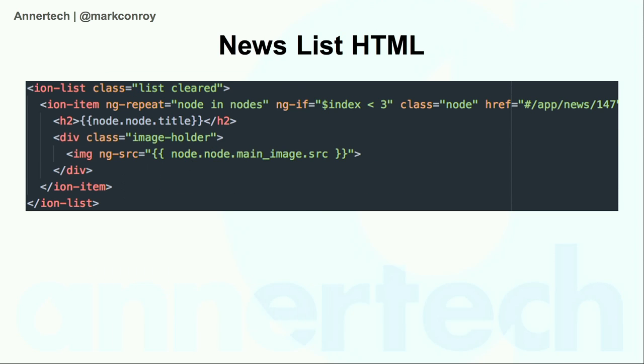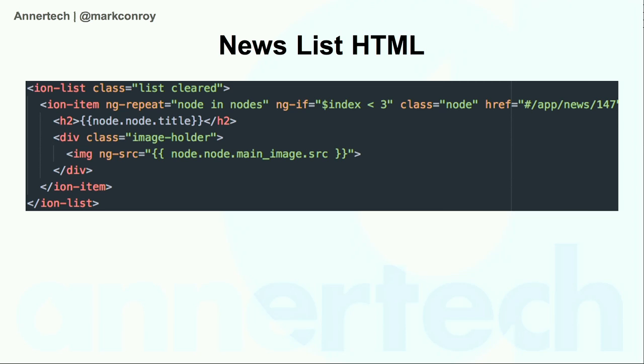And it will. And then the list, as we saw from earlier on, ion-list creates a list instead of UL. ion-item creates a list item instead of LI. And then we're going to say ng-repeat node in nodes. So it's saying for each key as value. So we're going to say for each item in nodes, we'll call them node. And ng-if, so if the index is less than 3, it says only give you back the first 3 options.